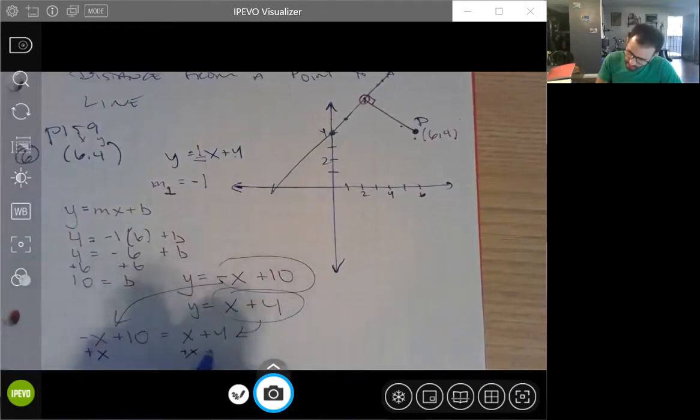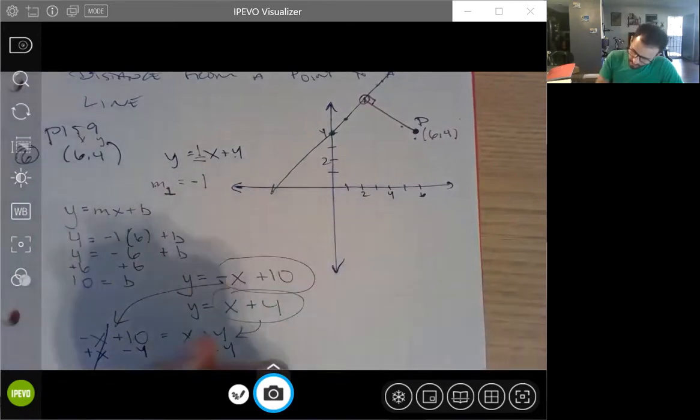That way I get a nice positive number. Take away 4 from both sides. That's 0. 10 minus 4 is 6. x plus x is 2x. And divide by 2. x equals 3.